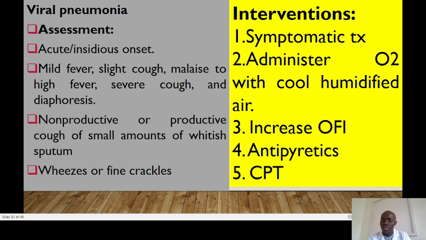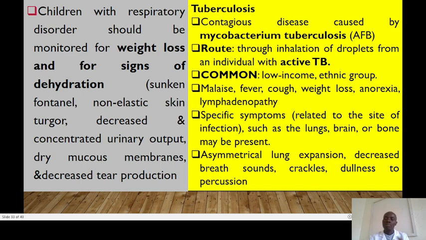For viral pneumonia, we could have mild fever, slight cough, malaise, high fever, severe cough, and diaphoresis. So could have non-productive or productive cough of small amounts of whitish sputum. Could have wheezes and fine crackles. So the intervention in this case is symptomatic treatment for the viral one, okay, because there's no definitive treatment. So we treat as the symptoms come, administer oxygen with cool humidified air, and also take care of the temperature by administering antipyretics.